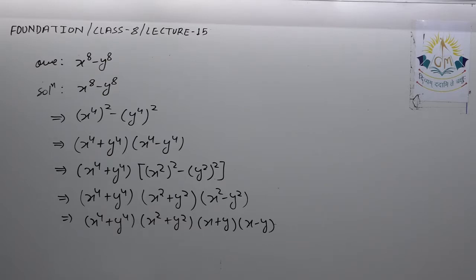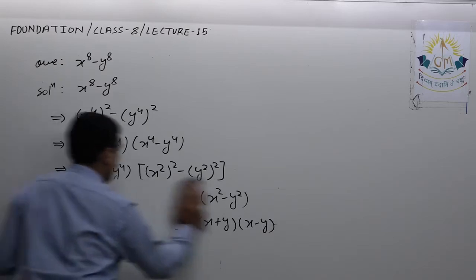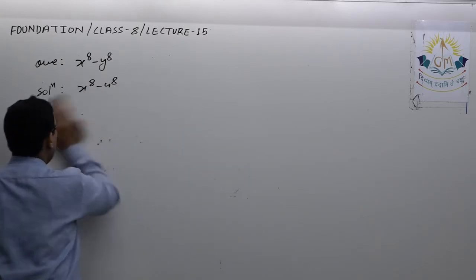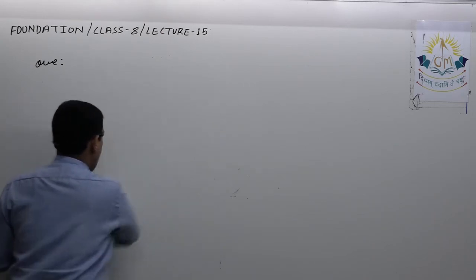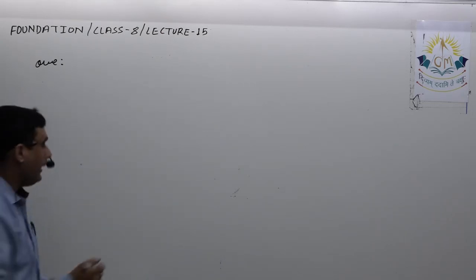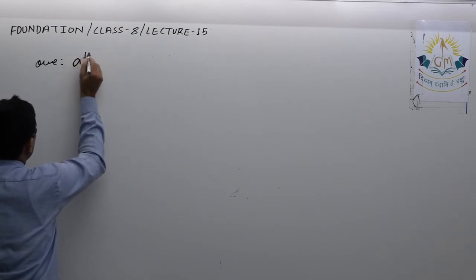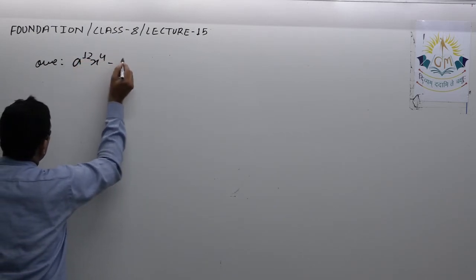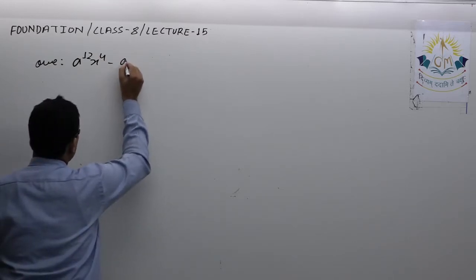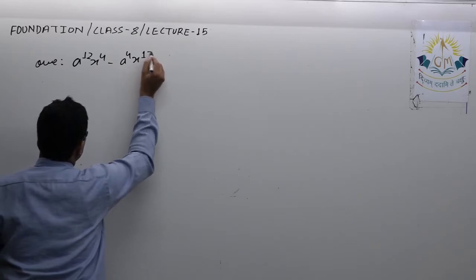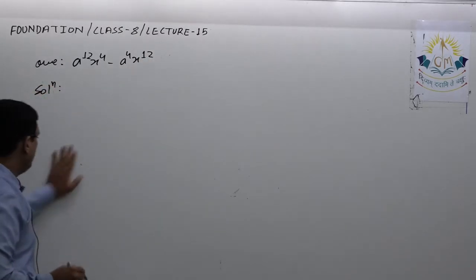Okay, so now we'll see the next question, that is a raised to 12 x raised to 4 minus a raised to 4 x raised to 12. Okay, so let us see its solution.